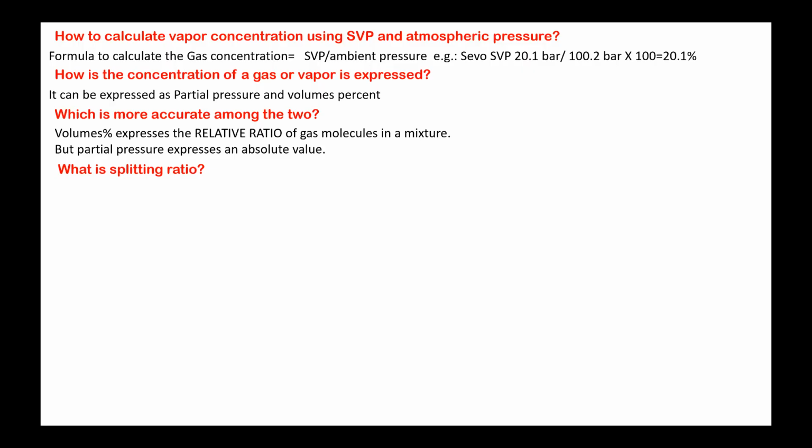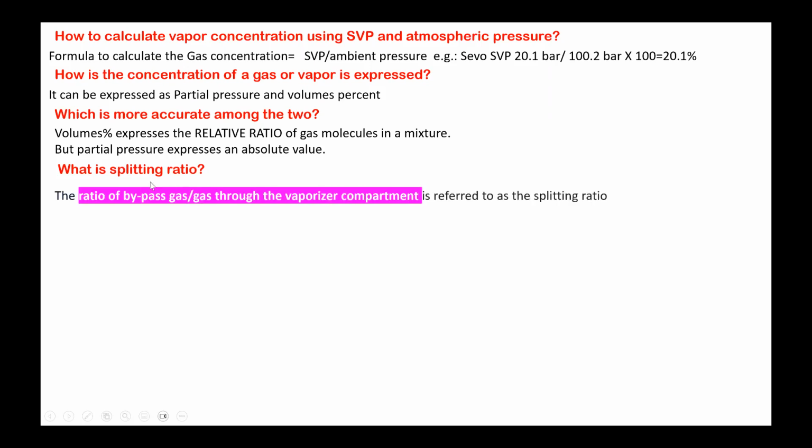So the higher the concentration you keep, more fresh gas flow will come into the vaporizer to pick up the vapor and come out and increase the concentration. So this ratio, the part which goes into the vaporizer and the part which does not go to the vaporizer and goes straight and mixes with the vaporized gas at the outer end, is called the splitting ratio.